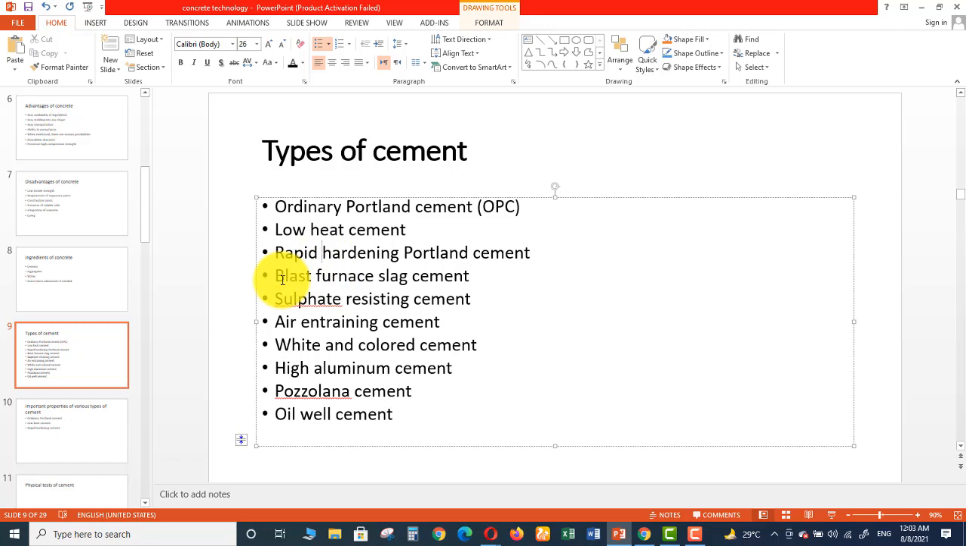So the next type of cement is blast furnace slag cement. This type of cement is made by intergrinding of OPC clinker and granulated blast furnace slag. So we will combine the slag from the blast furnace with the clinker from ordinary Portland cement. So we will grind these two ingredients, slag from the furnace and clinker from the OPC. When we intergrind them, we will get the cement which is called blast furnace slag cement.